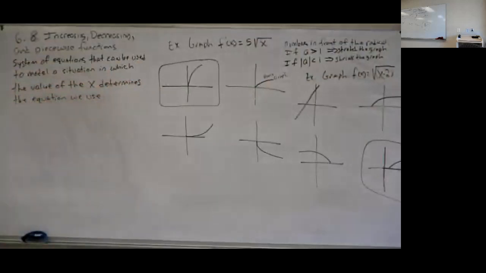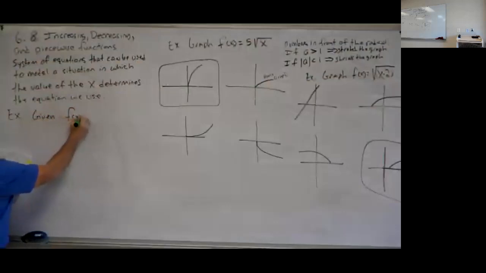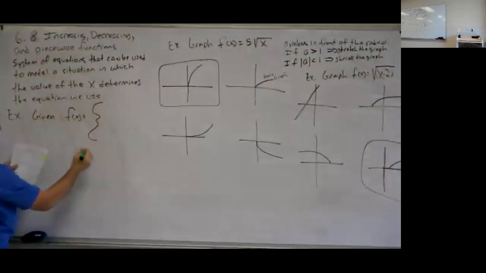Okay, so the value of my x determines which of these equations I'm going to use. In the beginning of this section, they give you a piecewise function, and they just want to know which equation we would use, determined by the x's they're giving us. So, given f of x is going to equal, I'm going to have 3 equations, okay?